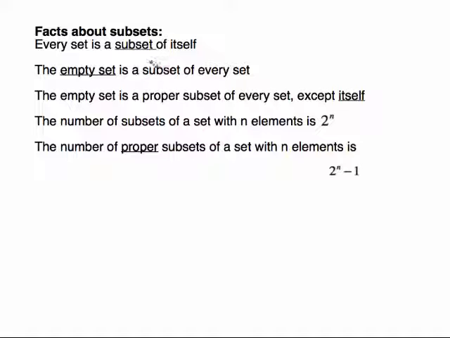A couple little facts about subsets. Every set is a subset of itself. The empty set is a subset of every set. The empty set is a proper subset of every set except itself. I showed you that a couple of screens ago. And here are our formulas. The number of subsets of a set with n elements is 2 to the n, and the number of proper subsets of a set with n elements is 2 to the n minus 1.